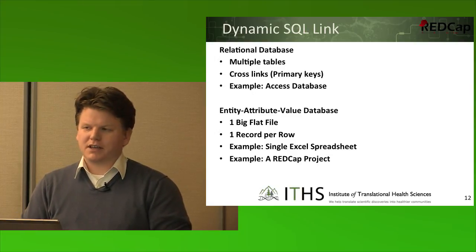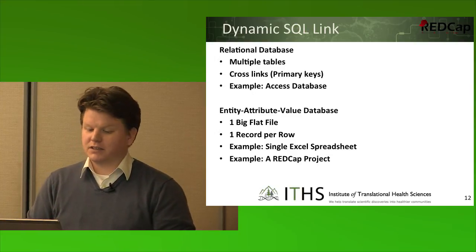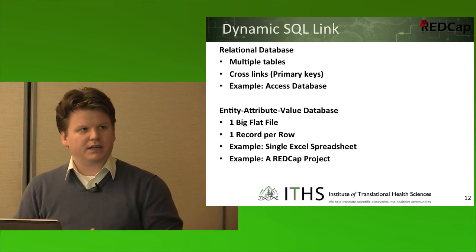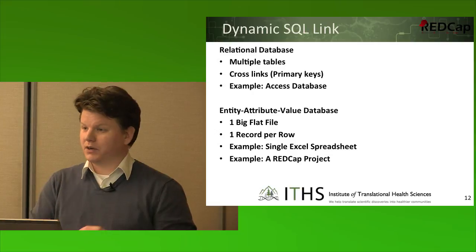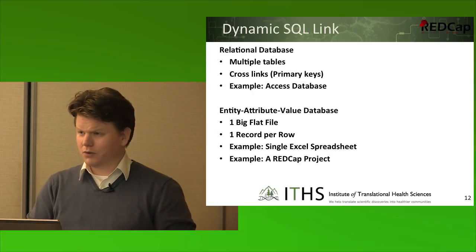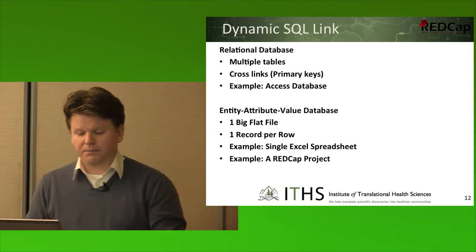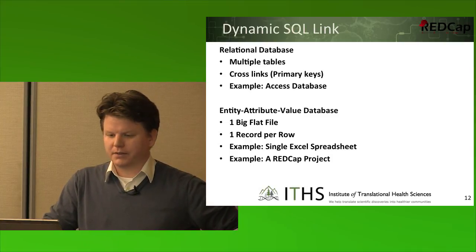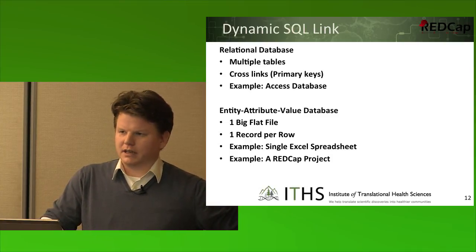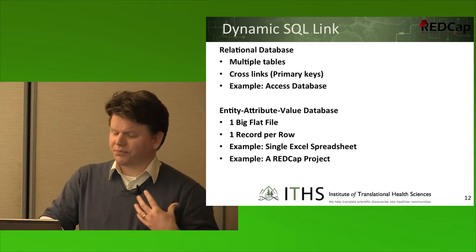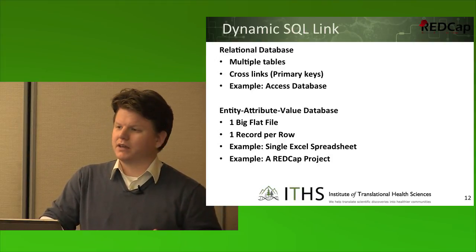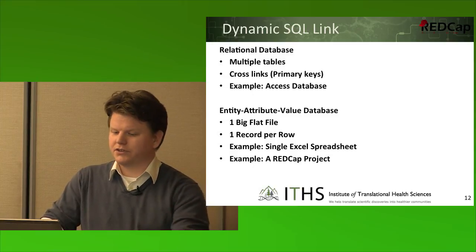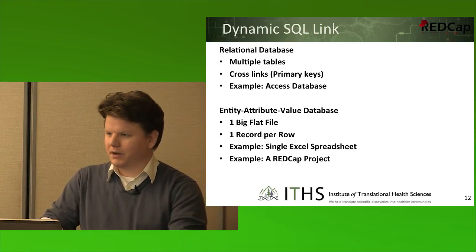However, REDCap's not set up that way. It's set up as an entity attribute value database, or EAV database. What it basically is, is one big flat file with a bunch of data in it. So it's 1 record per row, and a good example would be a single Excel spreadsheet or a REDCap project. Because of that, it's a little bit harder to basically mimic functionality you get in an Access database or a relational database, and that's where the dynamic SQL link comes in.